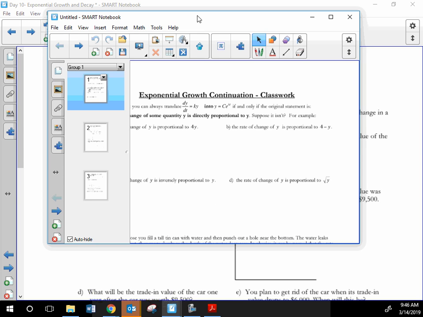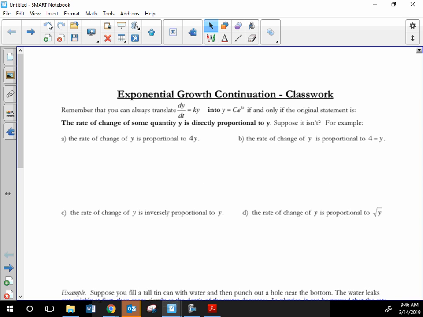Okay, so turn in your notes to this. Exponential growth continuation class work. So I just want to draw your attention to something with this. Everything, we said we can use this shortcut when we have directly proportional. So keep in mind that's only for directly proportional. If it's not directly proportional, we can't use that shortcut.